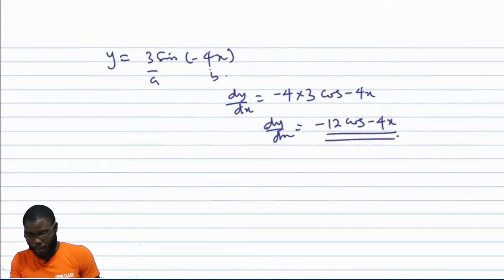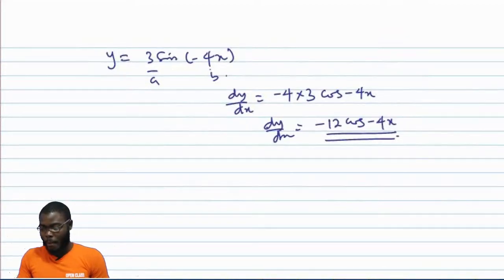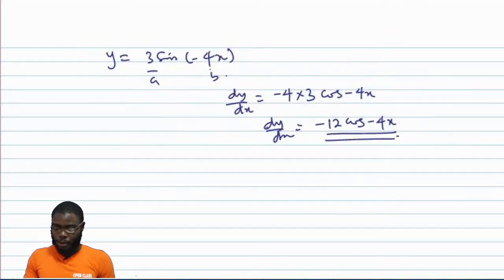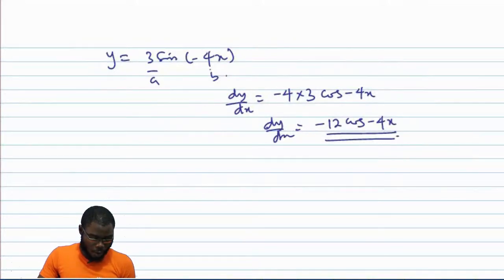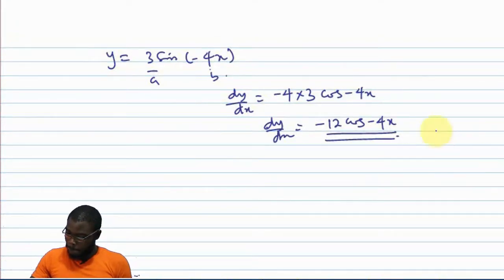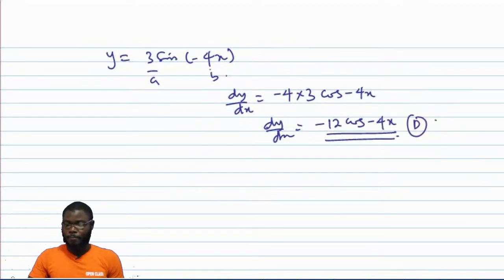So we have dy dx equal to minus 12 cos minus 4x. If you look at your options, you have D to be your answer.